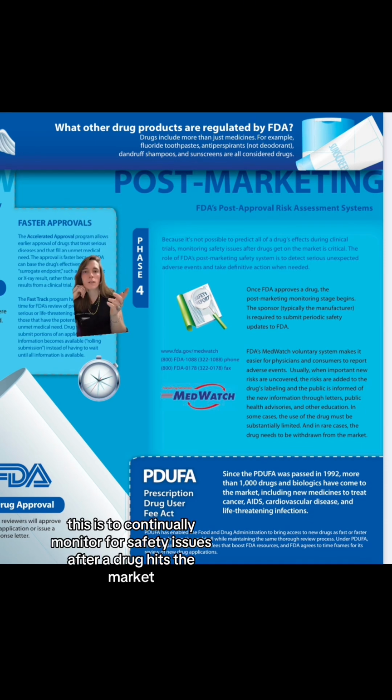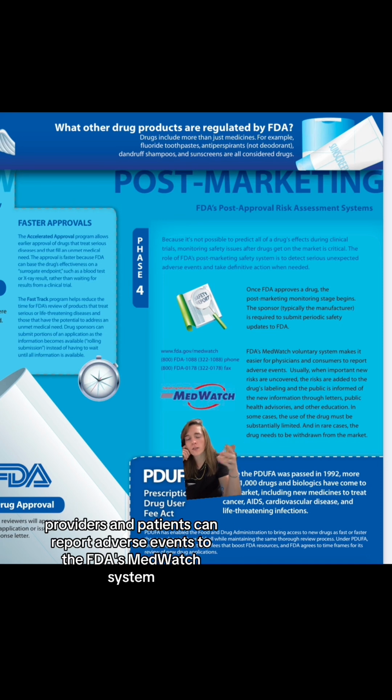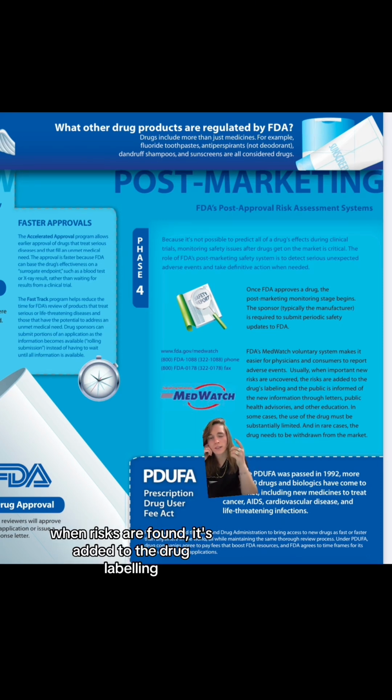After a drug is approved for marketing, we hit something called post-marketing surveillance, or basically phase 4 trials. This is to continually monitor for safety issues after a drug hits the market. The manufacturer is required to submit periodic safety updates to the FDA. Providers and patients can report adverse events to the FDA's MedWatch system. When risks are found, it's added to the drug labeling.